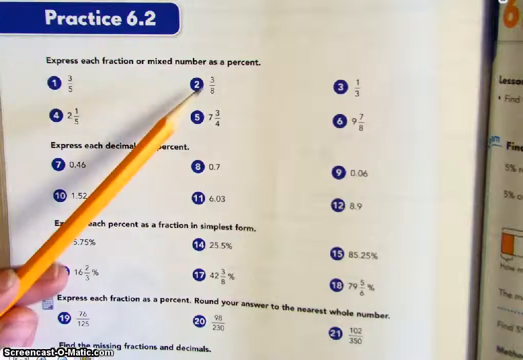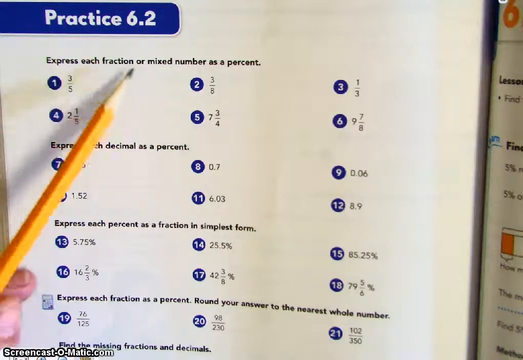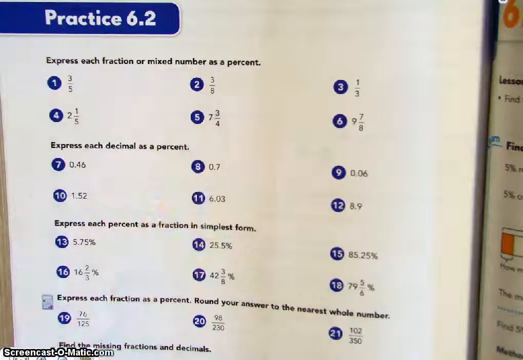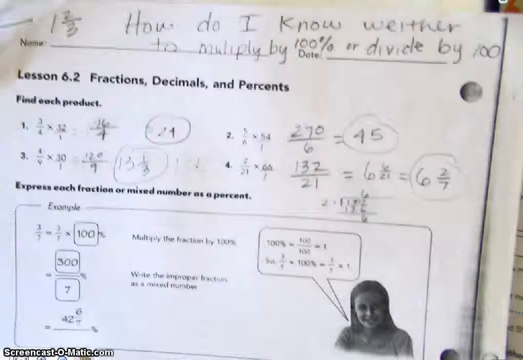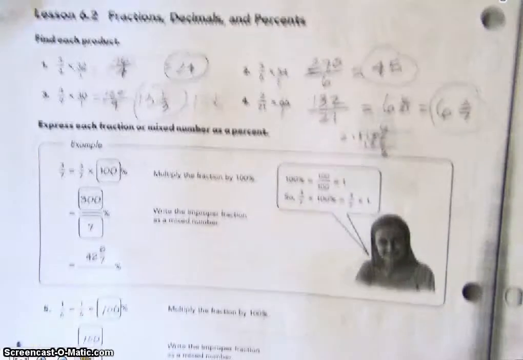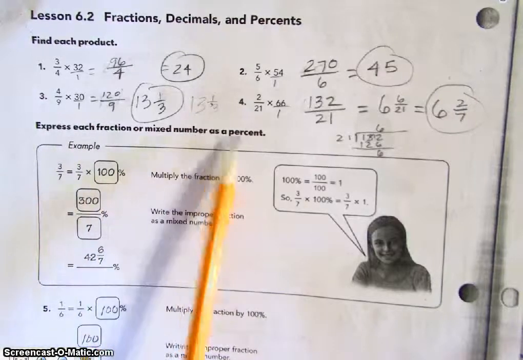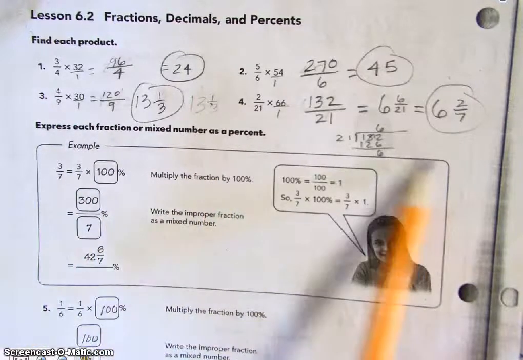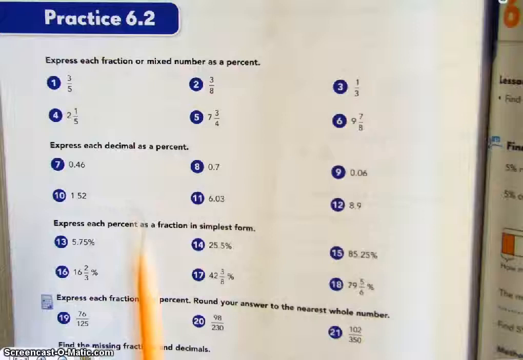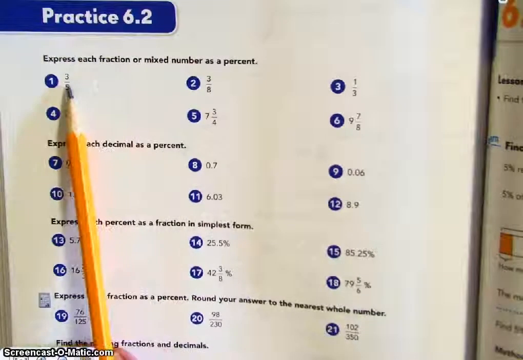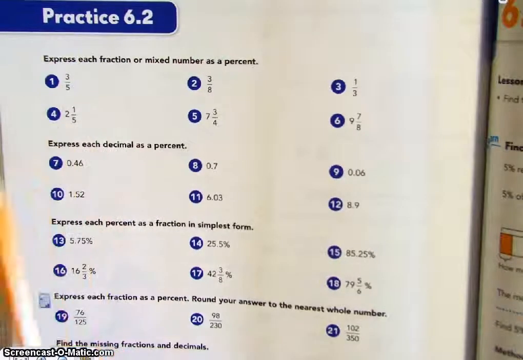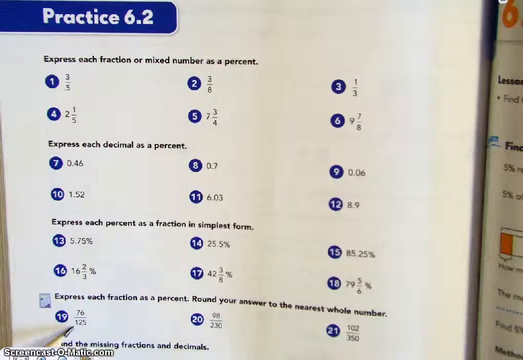Your directions: express each fraction or mixed number as a percent. You can look straight on your worksheet. This is the worksheet that we did, and it says express each fraction as a mixed number and a percent, and it shows you how to do it right here. So if you forget what I'm supposed to do for these directions, and if they give me fractions, because as you can see, they give you fractions up here, and then they also give you fractions down here, you really have to read the directions carefully in order to remember what you're doing.